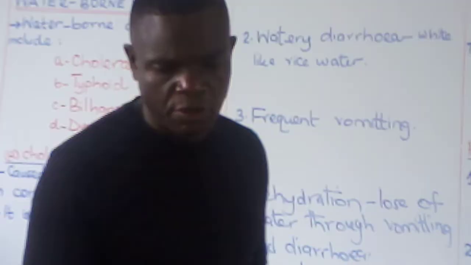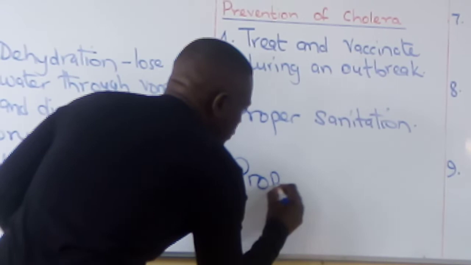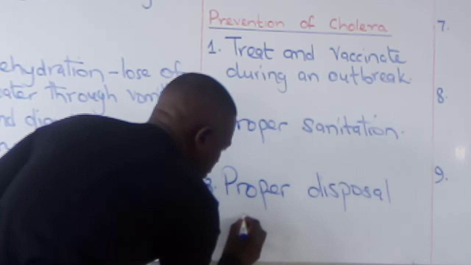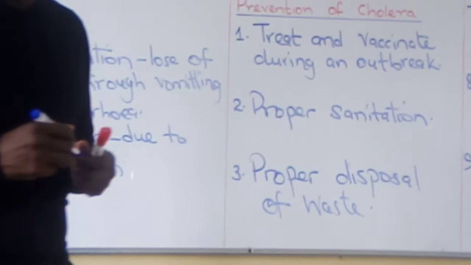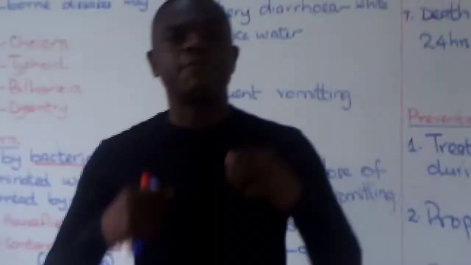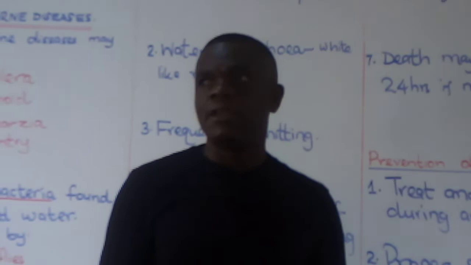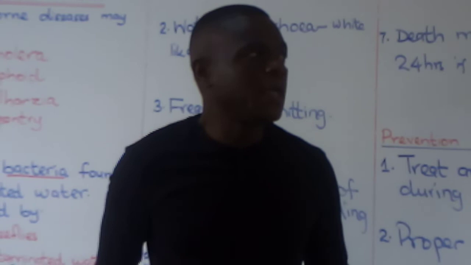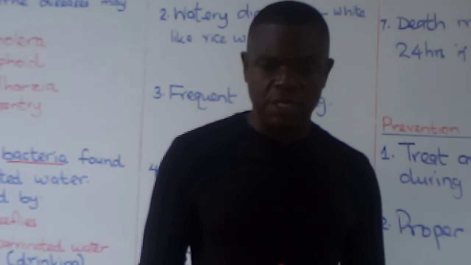Number three, proper disposal of waste. You make use of pit latrines and toilets properly and flush them and make sure they are neat all the time. If you have children in the house that need to be taken care of, please dispose of their waste in the pit latrine if possible. Don't dispose of the waste anyhow.